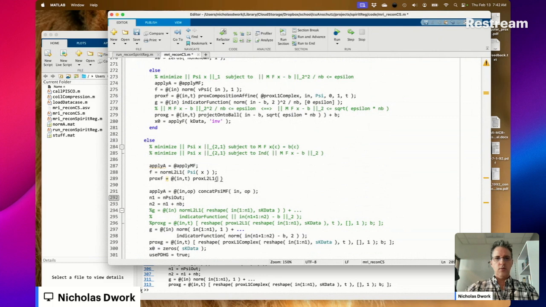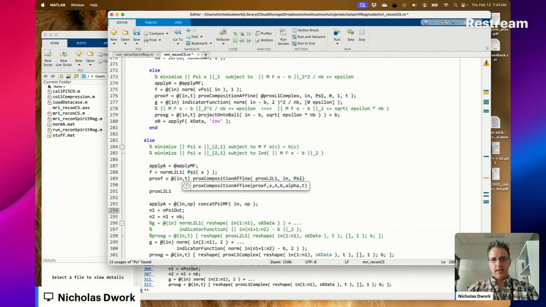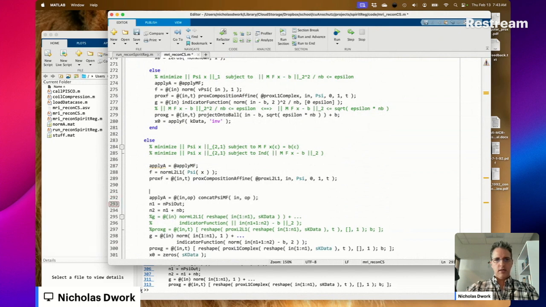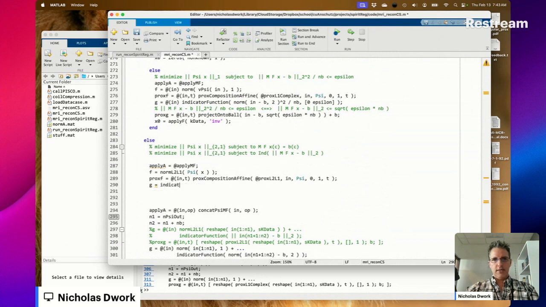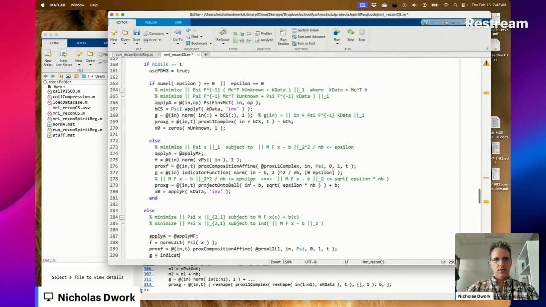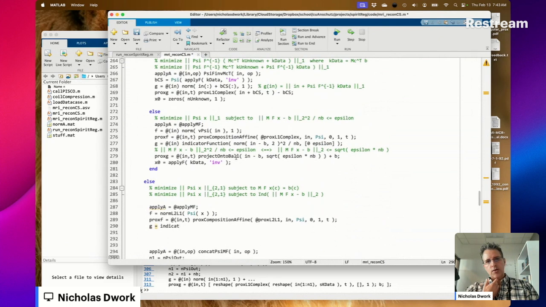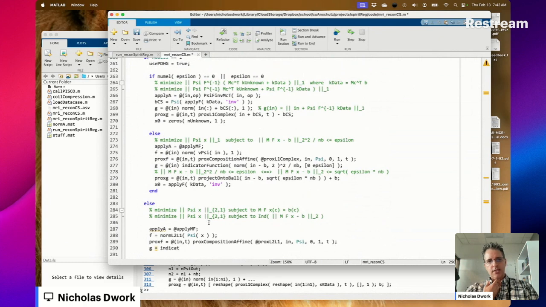Okay. Ooh, but you know what? Prox compose, composition affine, prox L2, L1 in psi, 0, 1, T. And this needs to be, okay, G is equal to indicator function that. Can I do something like this in the case of hard data consistency?